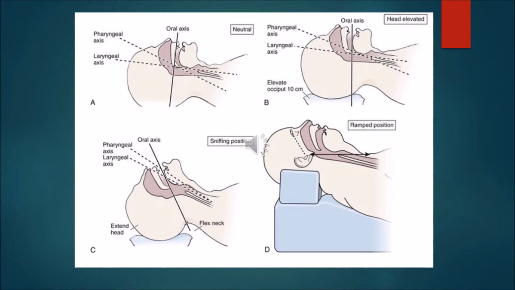Taking a look at this image, we can see 4 positions here: the patient in the neutral position, head elevated position, the sniffing position, and the ramped position. Illustrated on these images are the oral axis, the pharyngeal axis, and the laryngeal axis, and we can see how these vary depending on the patient's position. With the aim of improving visualisation of the vocal cords to improve our success rate at intubation, we can see how the sniffing position and the ramped position do so, therefore increasing our success rate and our grade view.